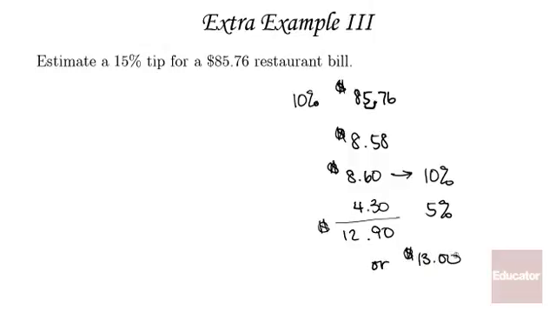So to estimate a tip for a restaurant bill, start off with 10% as your base, and then you could either double it for 20% or find half of it and add it to your original 10% for the 15%.